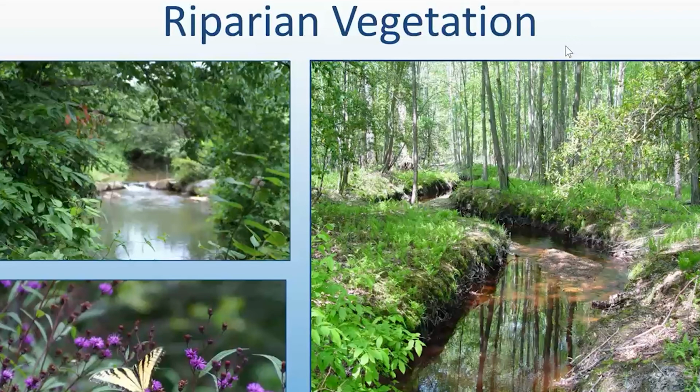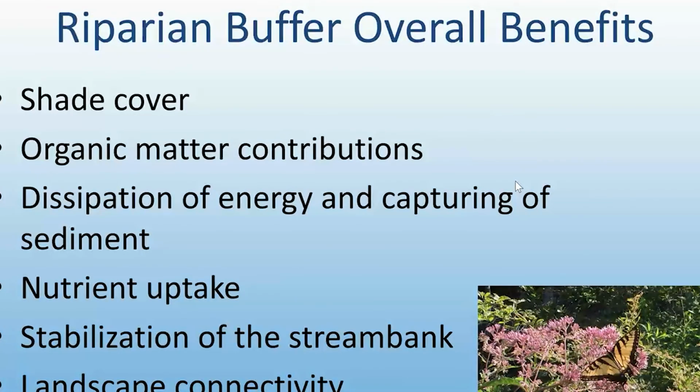All right, so the last parameter that we'll go over before lunch is riparian vegetation. It's a required parameter that we're always going to assess. There are many stream function or ecological benefits to having riparian vegetation or riparian buffer. So things like providing shade, providing organic matter via leaves and needles into the stream, dissipating energy and capturing sediment on the floodplain.